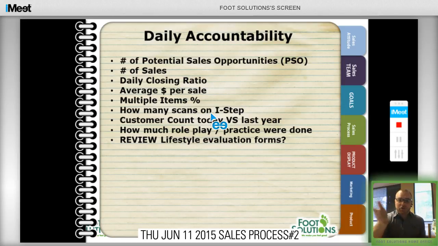Number of sales, obviously. What is the daily closing ratio? You're going to see a big discrepancy. Some people might have a 20, 30% closing ratio. Some people might be at a 70% closing ratio. There's always room for improvement, but we can see then who we need to focus on and where we need to really do some training.